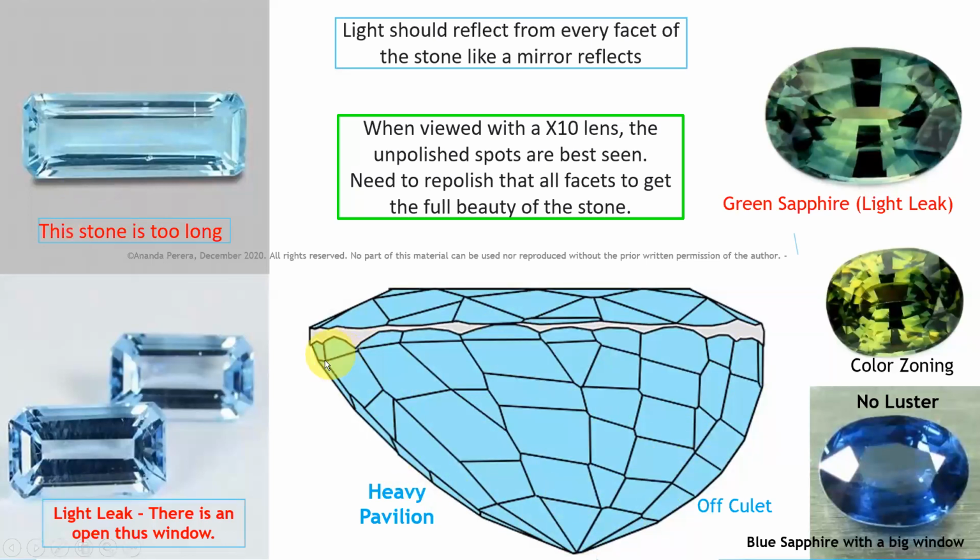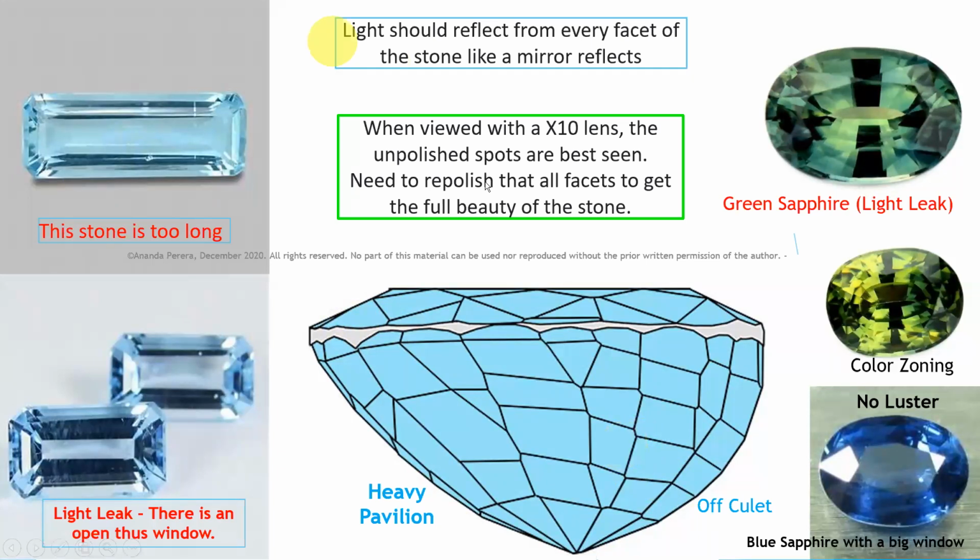And this stone, pavilion is heavy. And the girdle thickness is not even. Another error. And culet is off to the right side. Culet should be the center here. This is the place we should need the culet, but it is off. This error called off culet. So this is more concave than this side. So this is wrong. We have to recut.